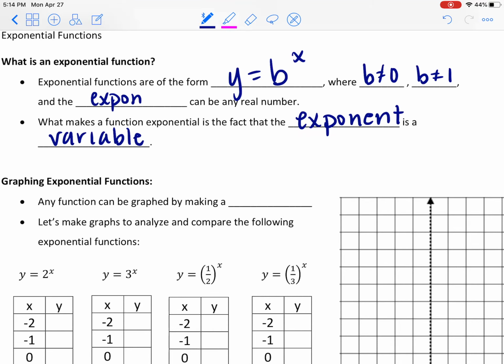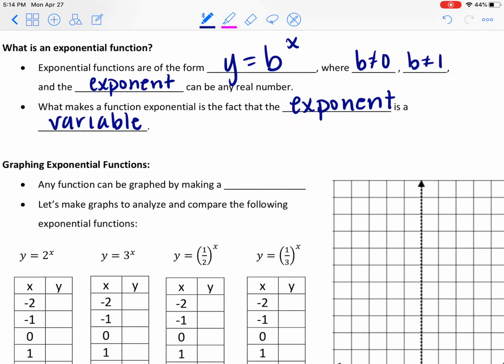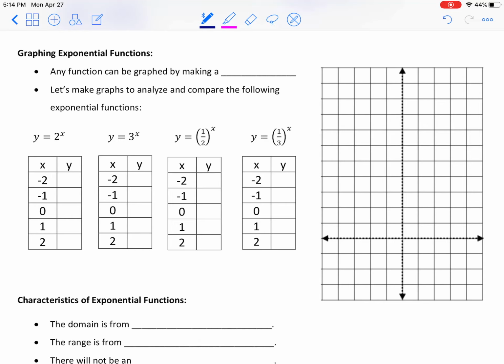So to see the exponential relationship, b can't be 0, b can't be 1. Can't have a base of 0 or 1, but any other real number is going to be fine. So b can't be 0, b can't be 1, and the exponent can be any real number. All right, again, the exponent being the variable is what makes this exponential.